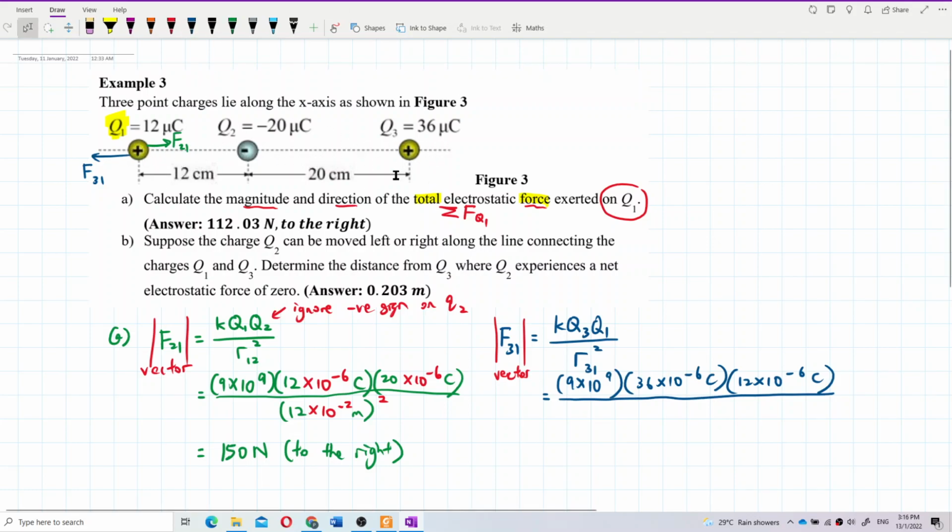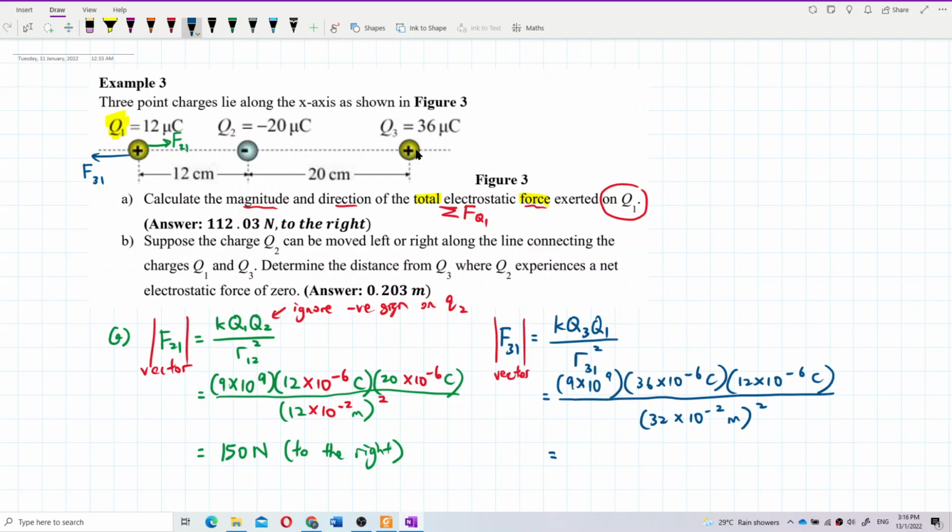So how far is it? It is 12 cm plus 20 cm. It is 32 centimeter. Centi is exponent negative 2, okay, meter. So what's the value? Let's calculate. 9 exponent 9 multiplied by this 36 exponent negative 6 multiplied by 12 exponent negative 6, divide again by 32 exponent negative 2 square.